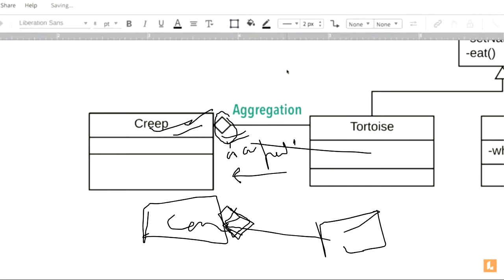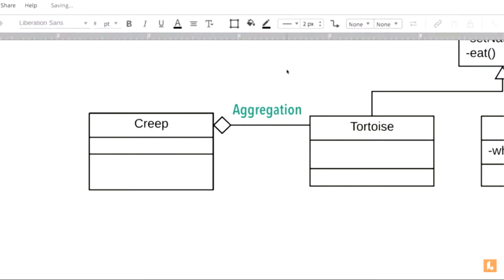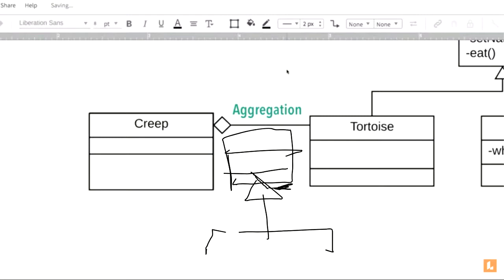So the main parent class, like here the parent class is creep for this aggregation relation. So this diamond shape will be with the parent class. Like in inheritance, where is this arrow? Towards the parent class or towards the child class? This arrow, parent class. So similarly in aggregation also it will be towards the parent class. And next we are going to see composition. In composition also the composition symbol will be towards the parent class. So this was all about aggregation.